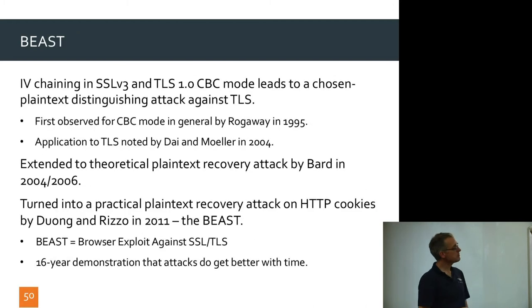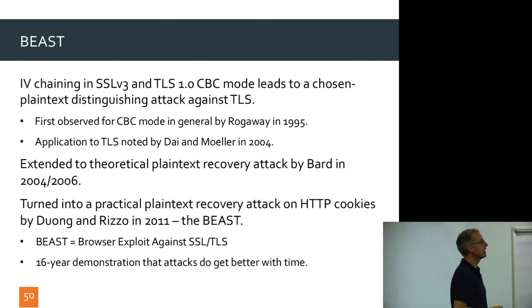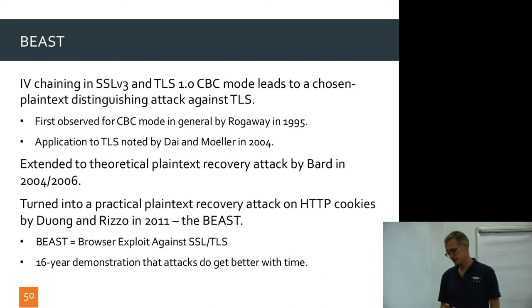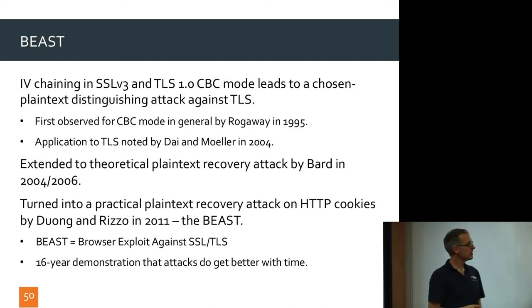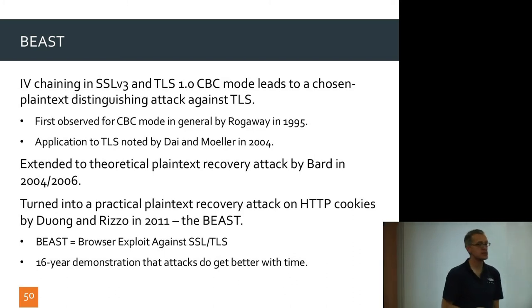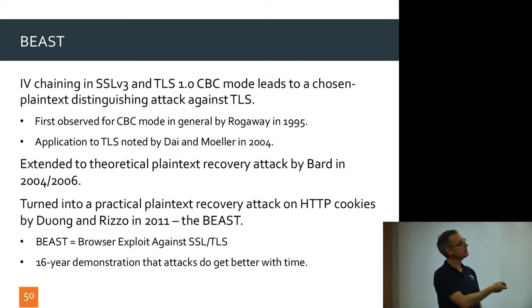It was first observed by Phil Rogaway in 1995, so this is nearly 20 years ago, that if you use chained IVs, then there's a distinguishing attack against CBC mode, and in particular against TLS. So we've known since 1995 that chaining IVs is a bad idea. In 2004, Dai and Möller independently pointed out that this distinguishing attack would work for TLS. So they showed that there would be a distinguishing attack against TLS.